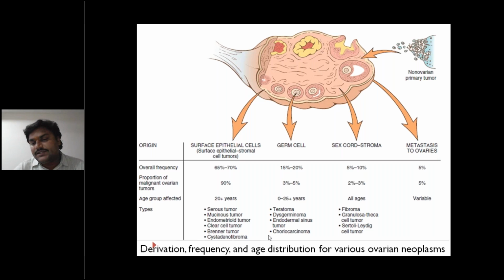Okay, this is the brief introduction. I'm going to discuss in the next sessions, maybe 1 or 2 classes. I'm going to cover all the lesions of the surface epithelial tumors, germ cell, and sex cord stromal, and of course the most important is the Krukenberg tumor, which is nothing but the bilateral metastatic ovarian tumor originating from the primary carcinoma stomach. Okay, so I'm going to discuss all these things in the next coming classes.